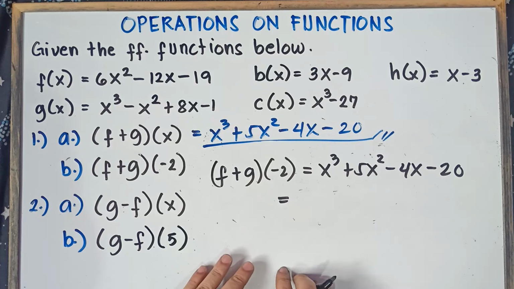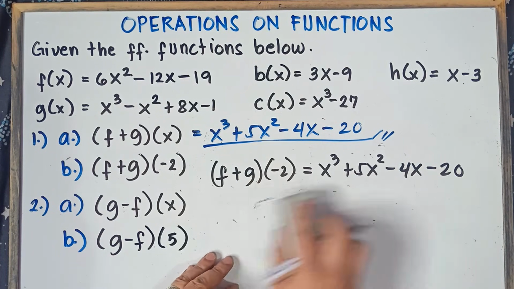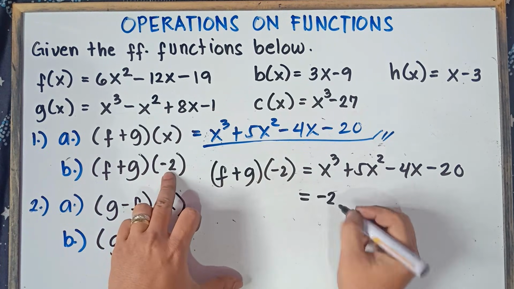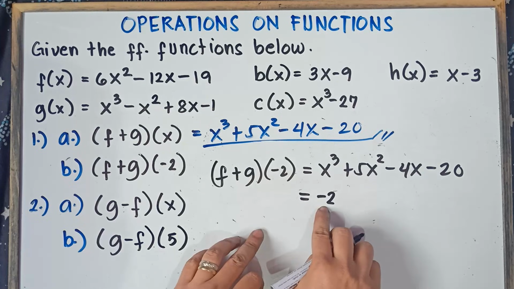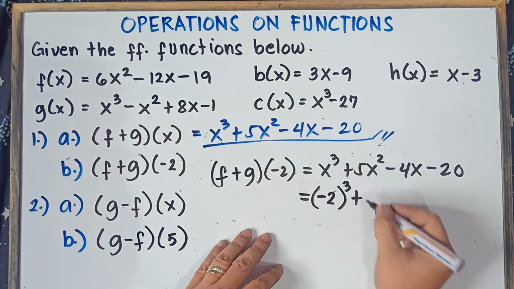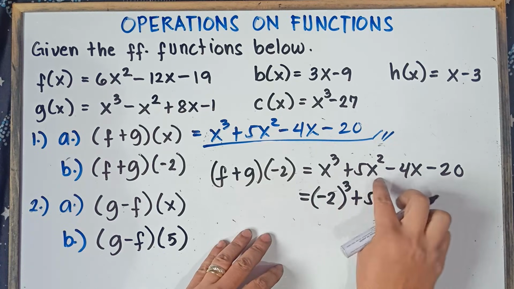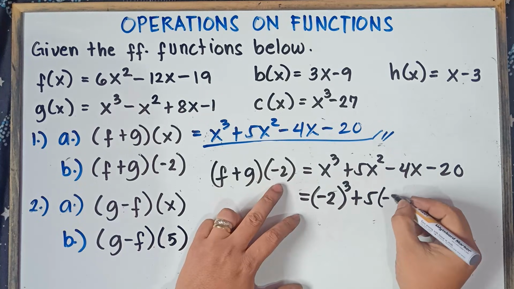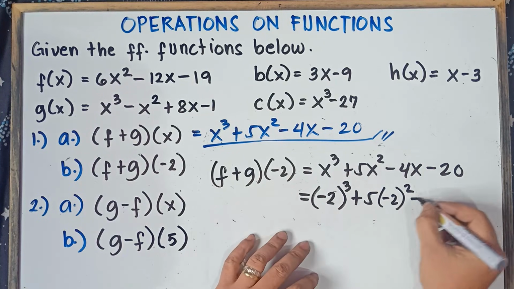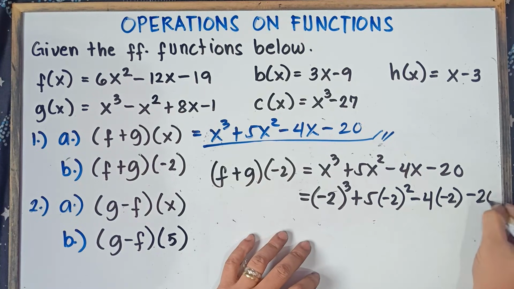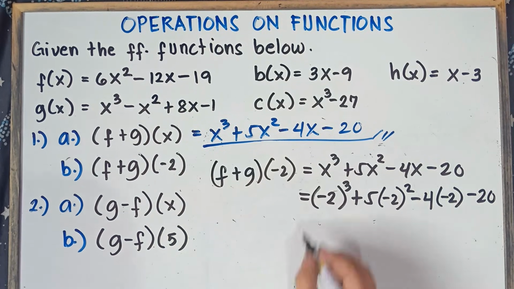Alright, so simply substitute the value of x, that would be negative 2. This x, class, becomes negative 2. So, negative 2, quantity raised to the power of 3, plus, copy 5. If you have 5x, it means 5 times x. So, the value of x, that would be negative 2, then squared, minus 4, then x is negative 2, minus 20. Do it step by step, class.